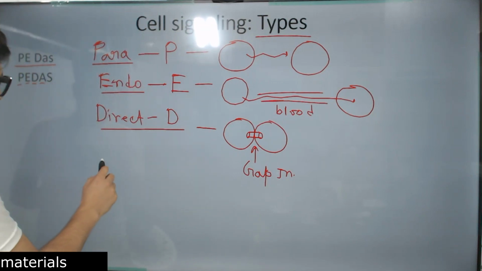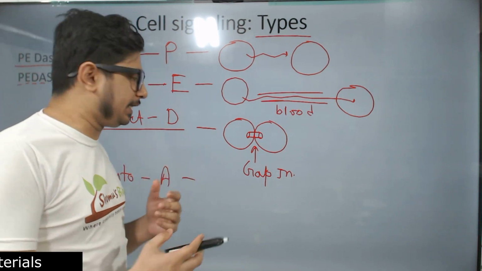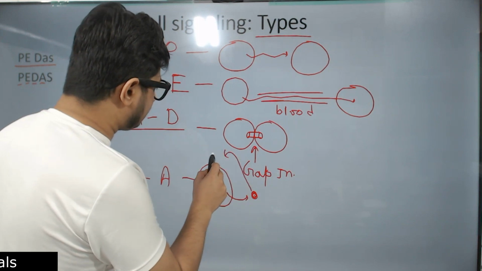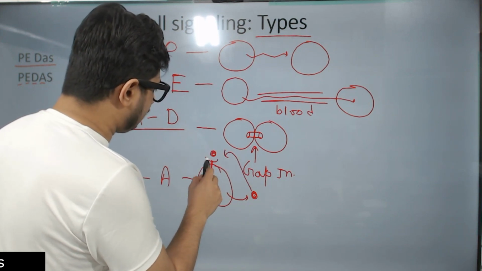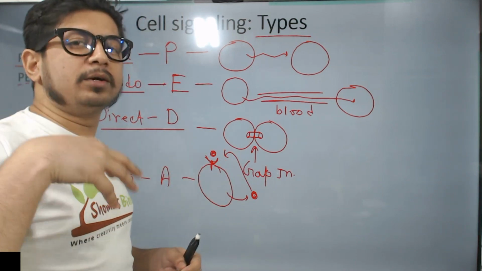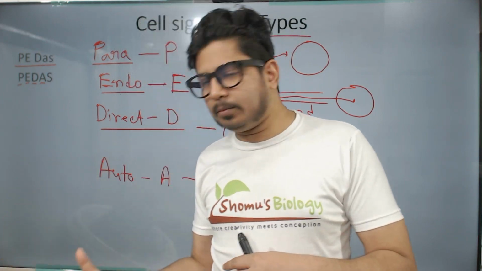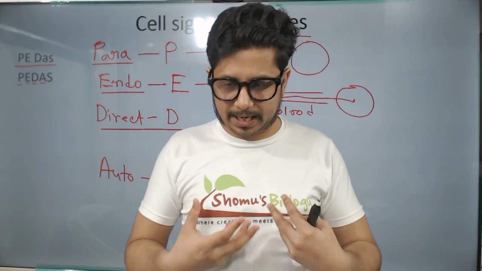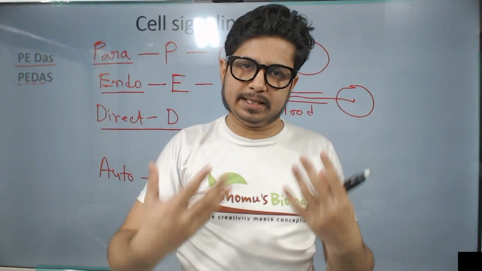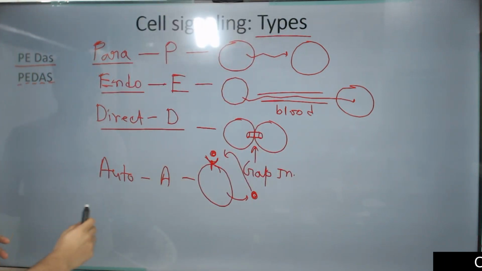Then we have A for autocrine signaling. Autocrine signaling is basically when a single cell is producing a signaling molecule, and then the same signaling molecule is interacting with the receptor on that same cell surface. So basically, regulating itself is known as autocrine signaling. Let's say I am the cell, I produce the signaling molecule, I have the receptor, my signaling molecule binds to the receptor, and then the response is done inside me. That is autocrine signaling.